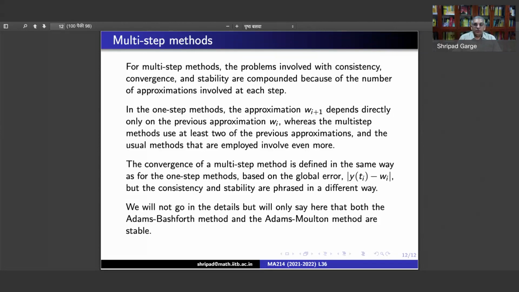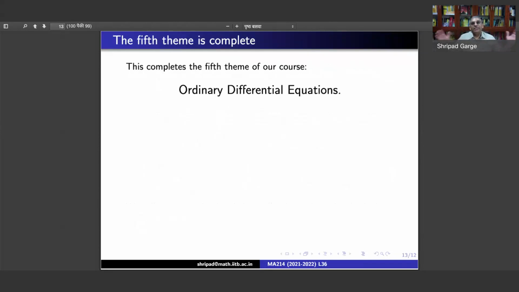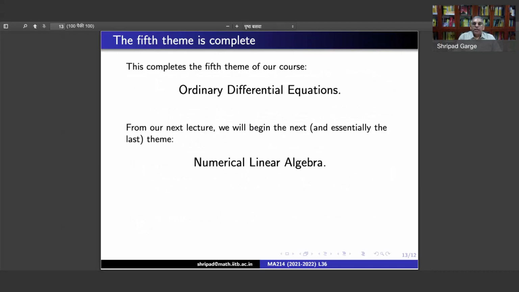I'm just going to tell you one more nice thing, which is that our fifth theme on ordinary differential equations is now complete. If you look at the chart which I had given you initially, there are three more themes, but essentially they all concern the linear algebra part. So we put them together and we call that our next and essentially the last theme. It's a huge theme. We will be doing quite a lot of things in that, but this is the last theme that we are going to begin from our next lecture, which is numerical linear algebra.